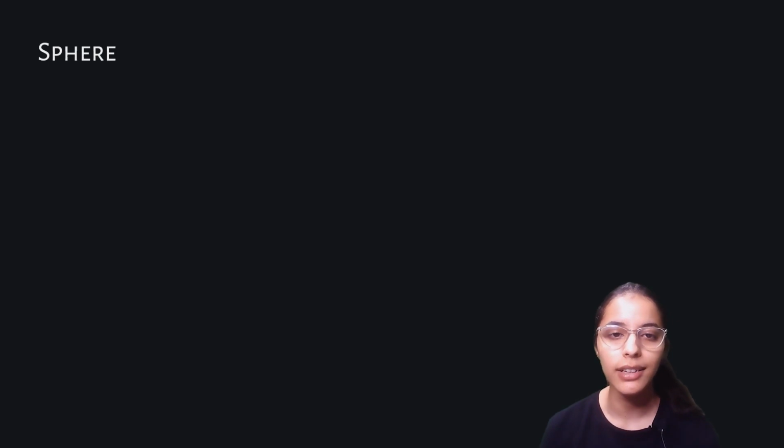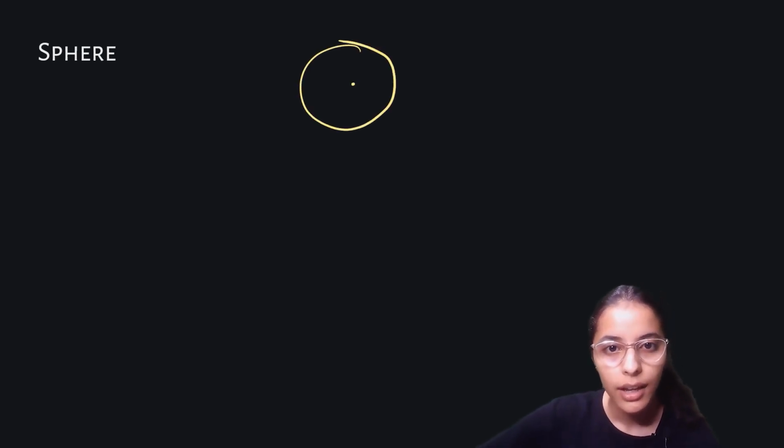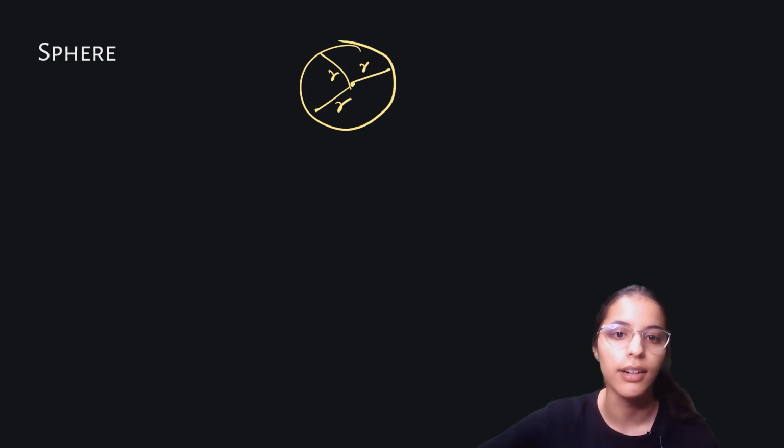Is it the same as a circle? Have you seen a circle, and you can draw it on the page too, right? Because it is a 2D plane figure. It is a plane closed figure whose every point lies at a constant distance from the center. This is the center, and every point of the circle lies at a constant distance from the center. And this constant distance is called R.